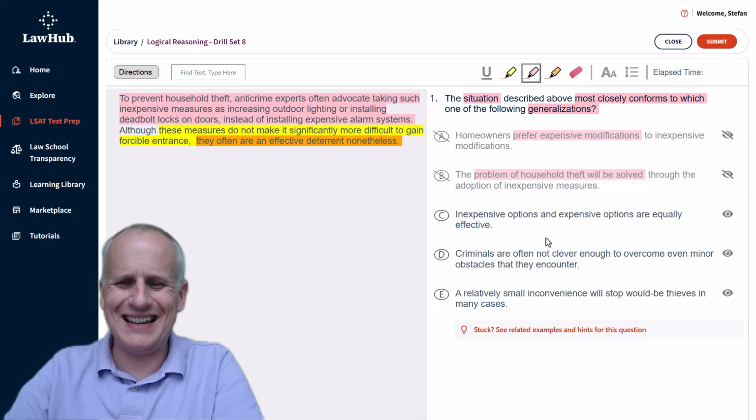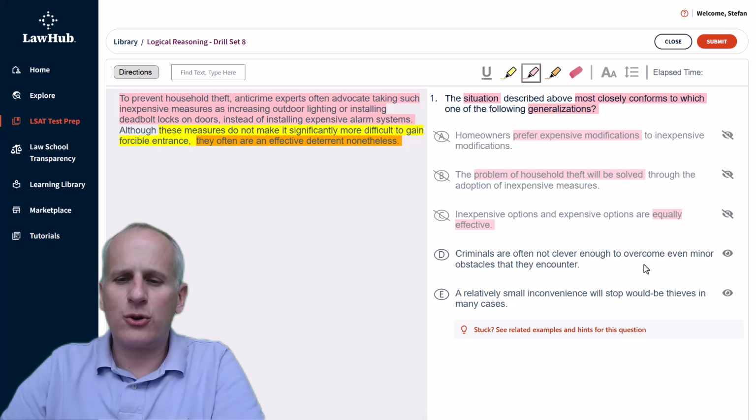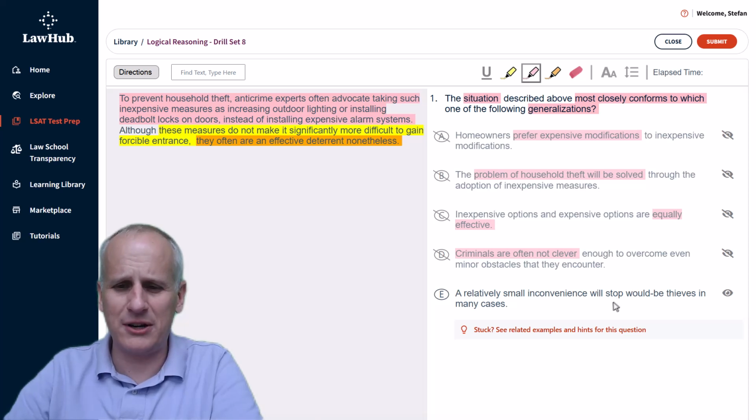Next, choice C, inexpensive options and expensive options are equally effective. Well, we know that these inexpensive options are advocated for by anti-crime experts, but that does not guarantee that they are literally equally effective. So we'll highlight that equally effective phrasing and eliminate choice C as well. Then choice D, criminals are often not clever enough to overcome even minor obstacles that they encounter. We actually don't talk about the criminals at all, so we can just highlight that criminals piece in choice D as needing additional information to know that it would match the information on the left.